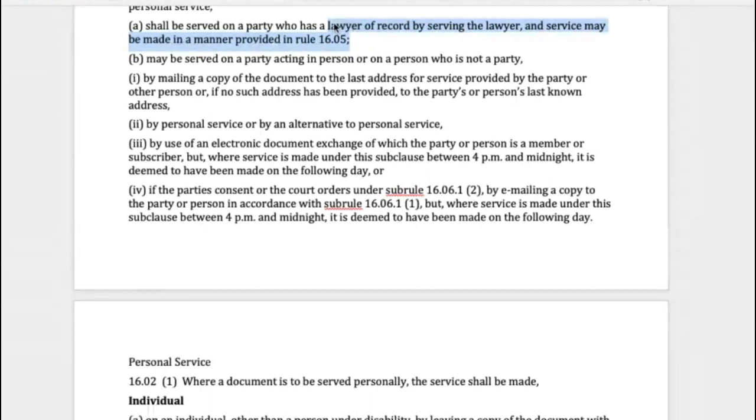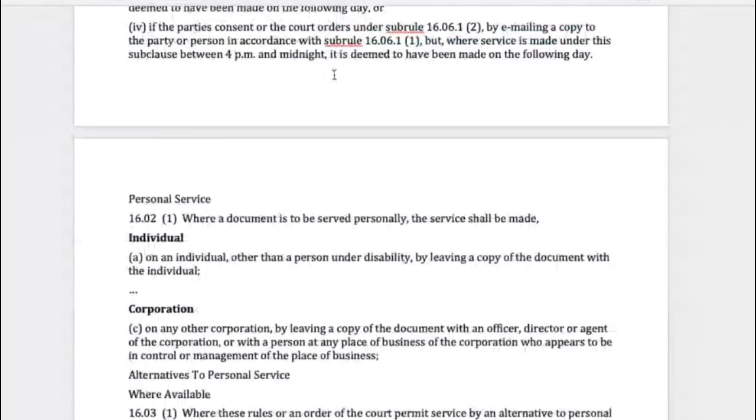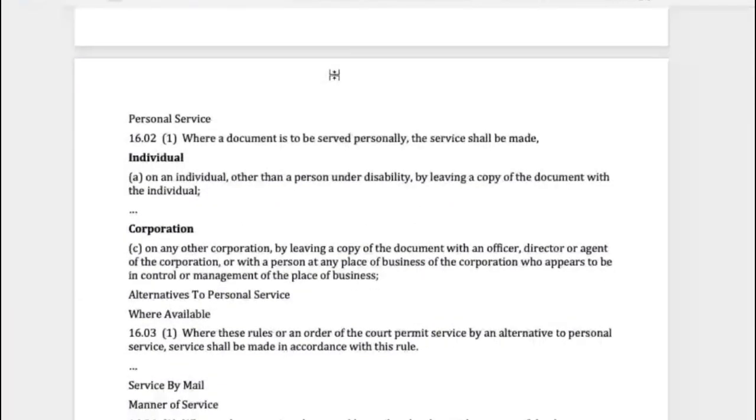The plaintiff serving the statement of claim has to do that by personal service on the defendant. The defendant does not have to serve the statement of defense by personal service on the plaintiff. They can't just do whatever, but they can use this silver standard, which is laid out here.